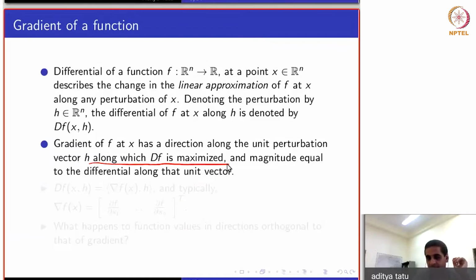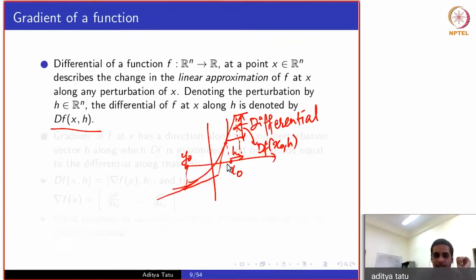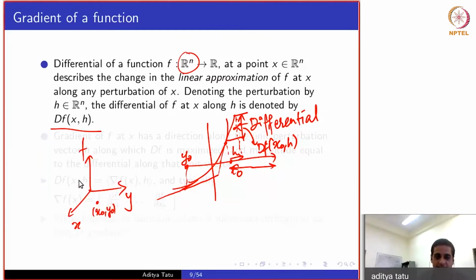maximized. If I go back, of course in this case there is only either this direction or this direction. There are no other directions, but of course we are talking of functions on Rn. So we have this sort of a situation. The domain is 2D, and I want to find out at this point x0, y0, what is the linear approximation. The linear approximation to the function would be some sort of a plane, right?